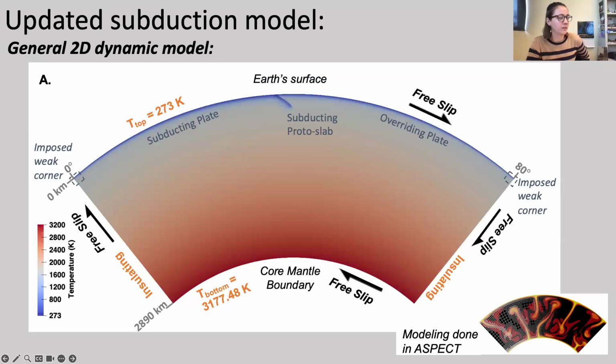A little more on the technical details: it's an incompressible model. It solves conservation of mass, momentum, and energy, the advection equations. It uses the extended Boussinesq approximation.